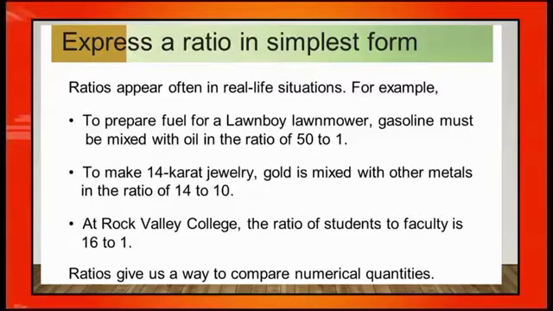If that ratio is not adhered to, you could destroy the engine within these small machines. To make 14-karat gold jewelry, gold is mixed with other metals in the ratio of 14:10. Now, gold in its natural ore is very malleable, or soft, I should say. So in order for the jewelry to keep a particular shape, it is combined with other metals to be a little bit more sturdy.